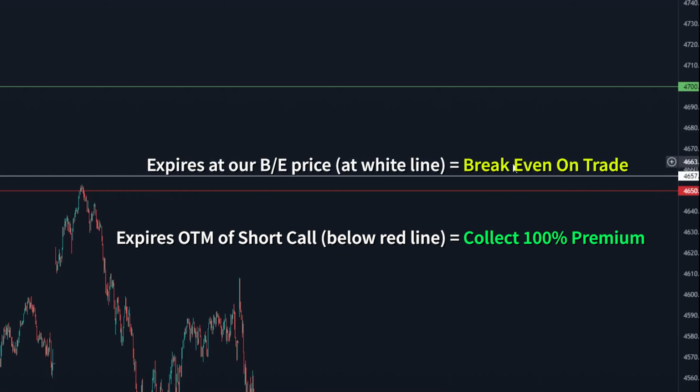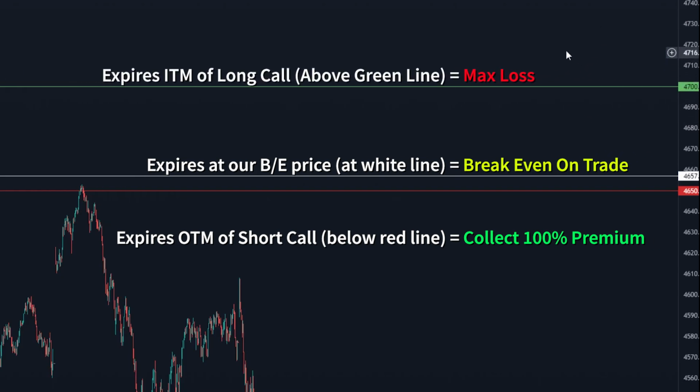And then anything above here, we start losing money. And now the losses start increasing. $500 loss, $1,000 loss, $2,000 loss, $3,000 loss. And then once we climb above, we hit max loss of $4,300 and it doesn't get any higher.